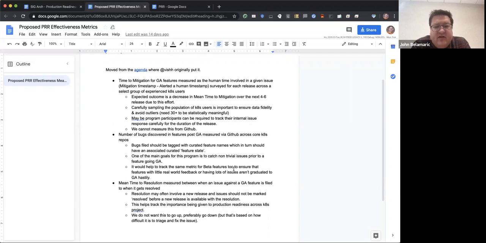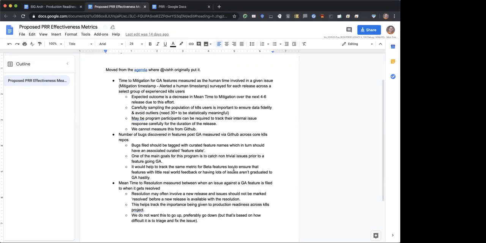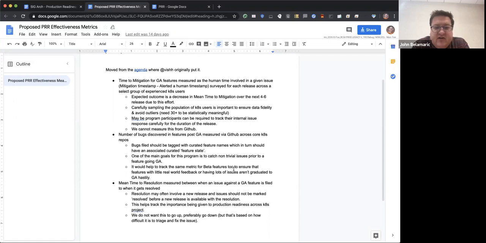Number of bugs discovered in features post-GA, measured via GitHub. Difficult in maybe an aggregate. That to me seems quite challenging because you need to normalize those over the size and scope of the features, which is almost impossible to do. Mean time to resolution, measured from when an issue against a GA feature is filed to when it gets resolved.